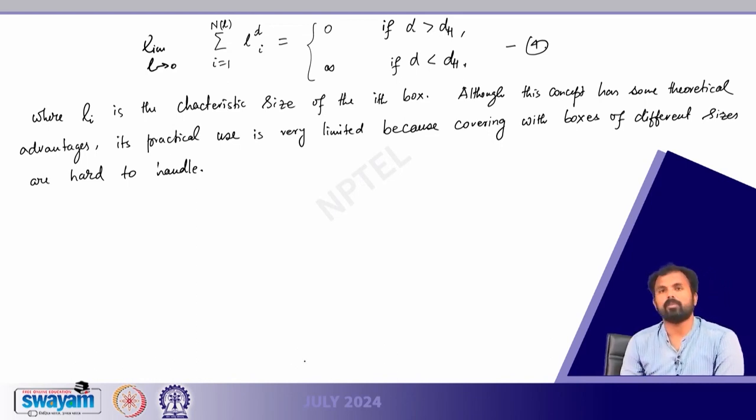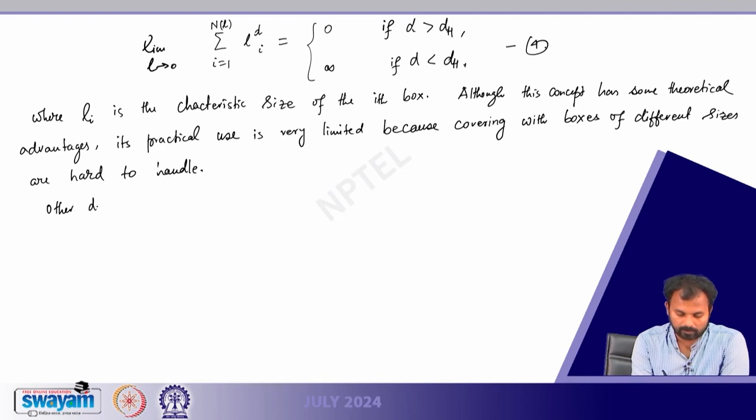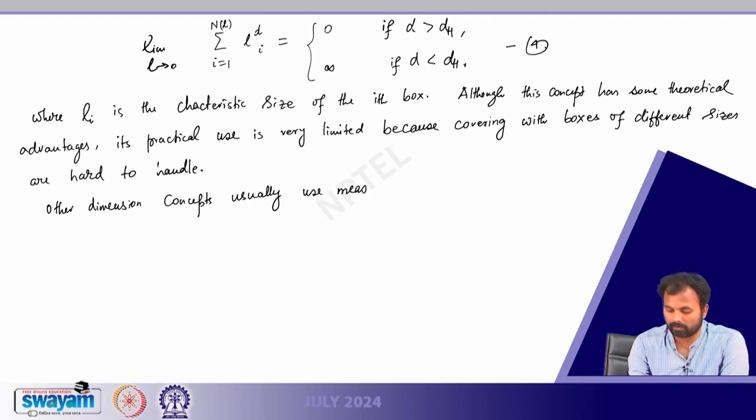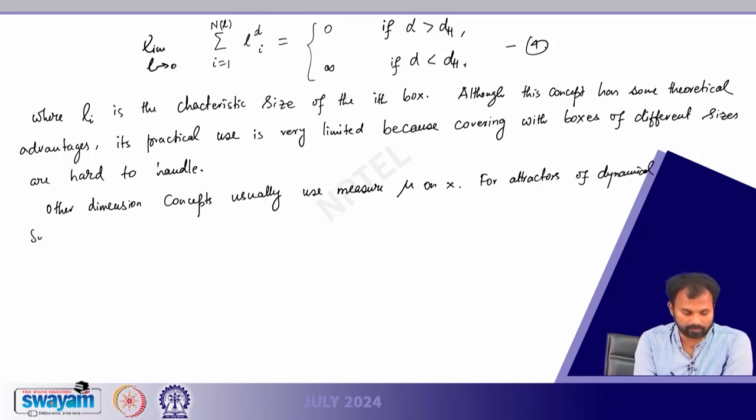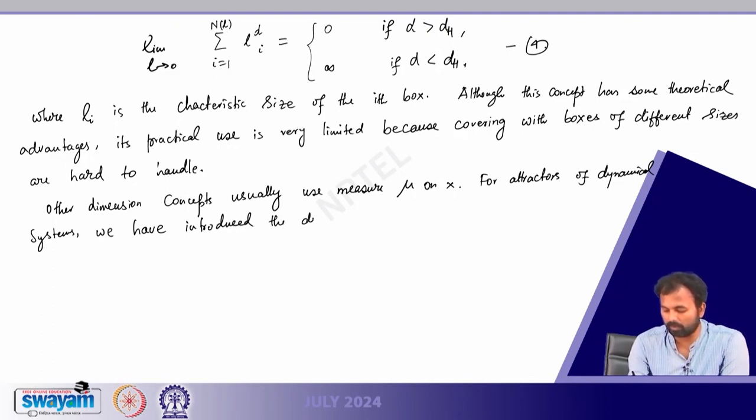And there are other concepts of dimension that basically use the concept of measure and so on. So, I'm just going to write them down here. Other dimension concepts usually use measure mu on X for attractors of dynamical systems. We have introduced the definition of mu in the previous class.